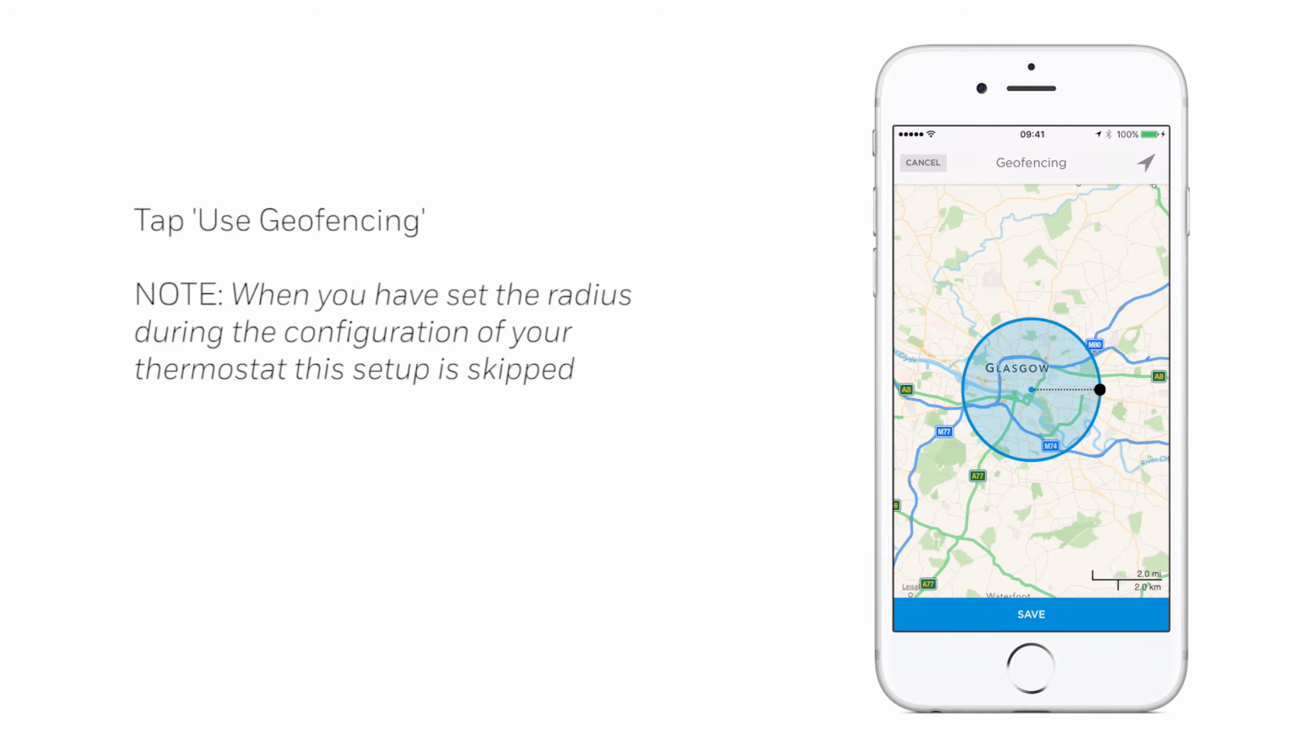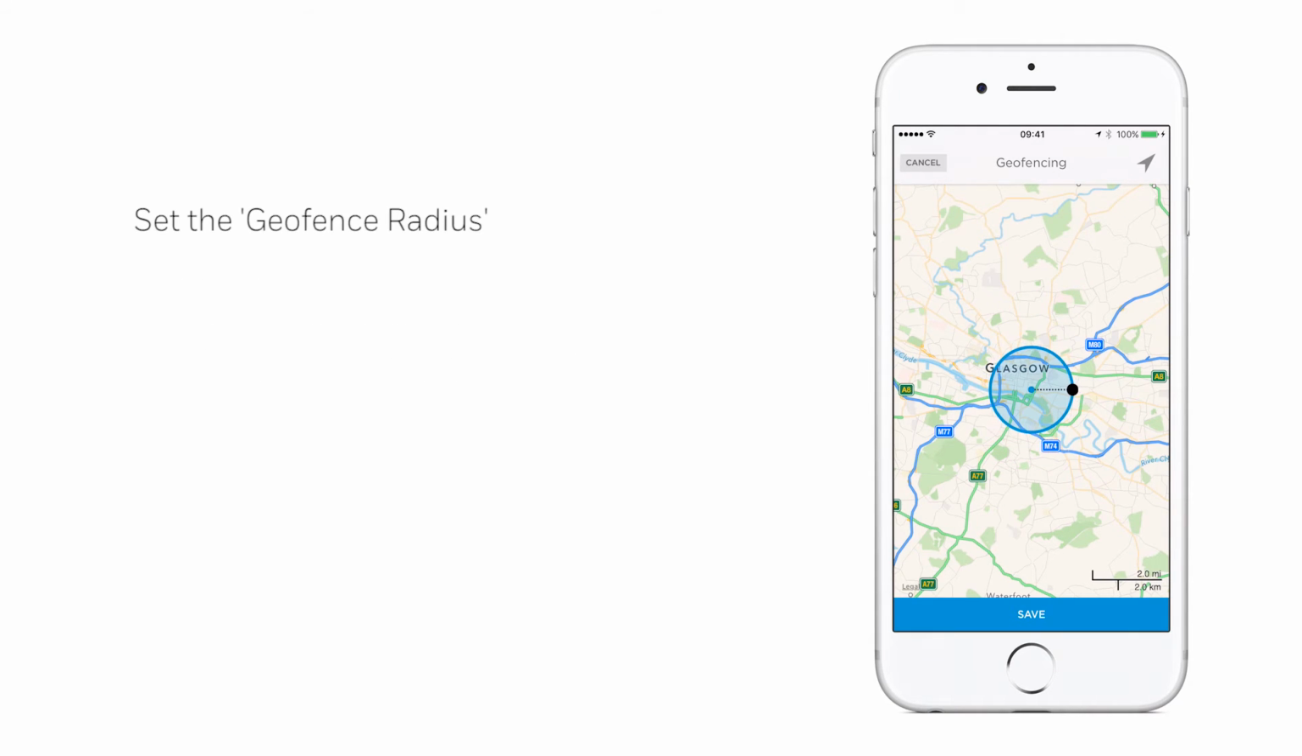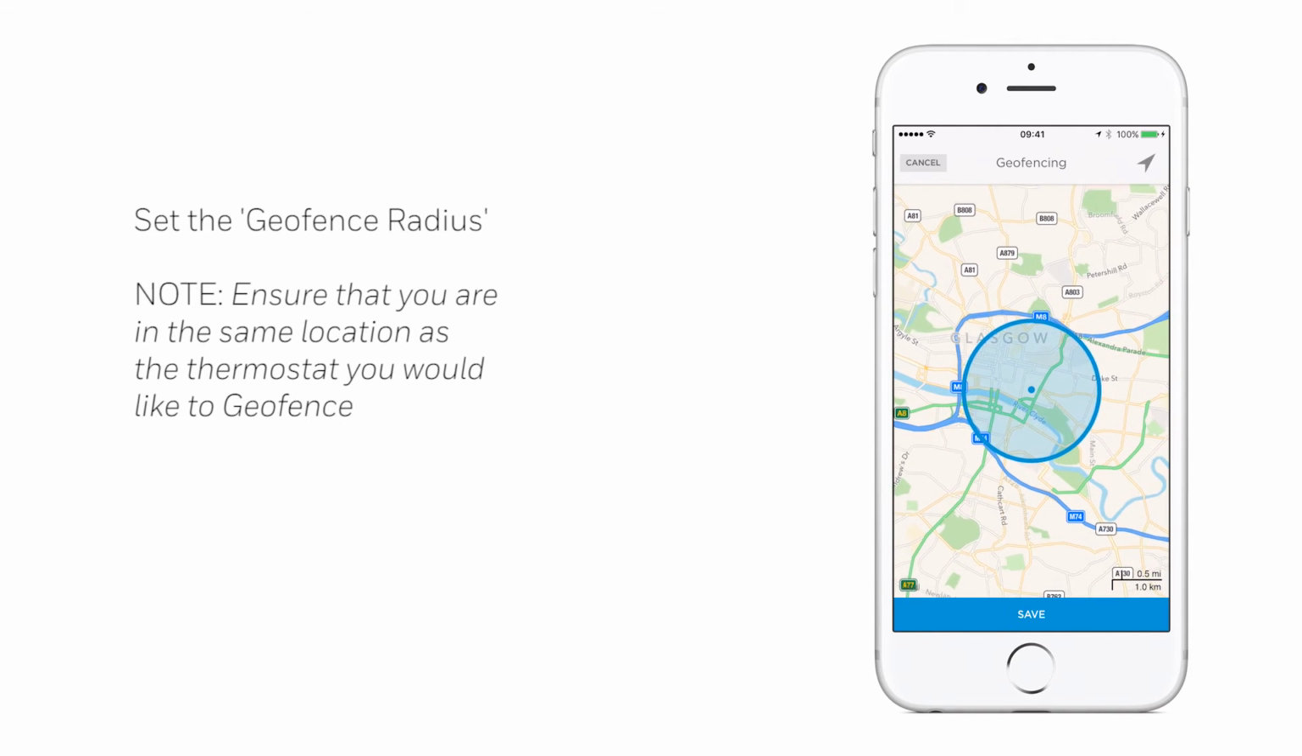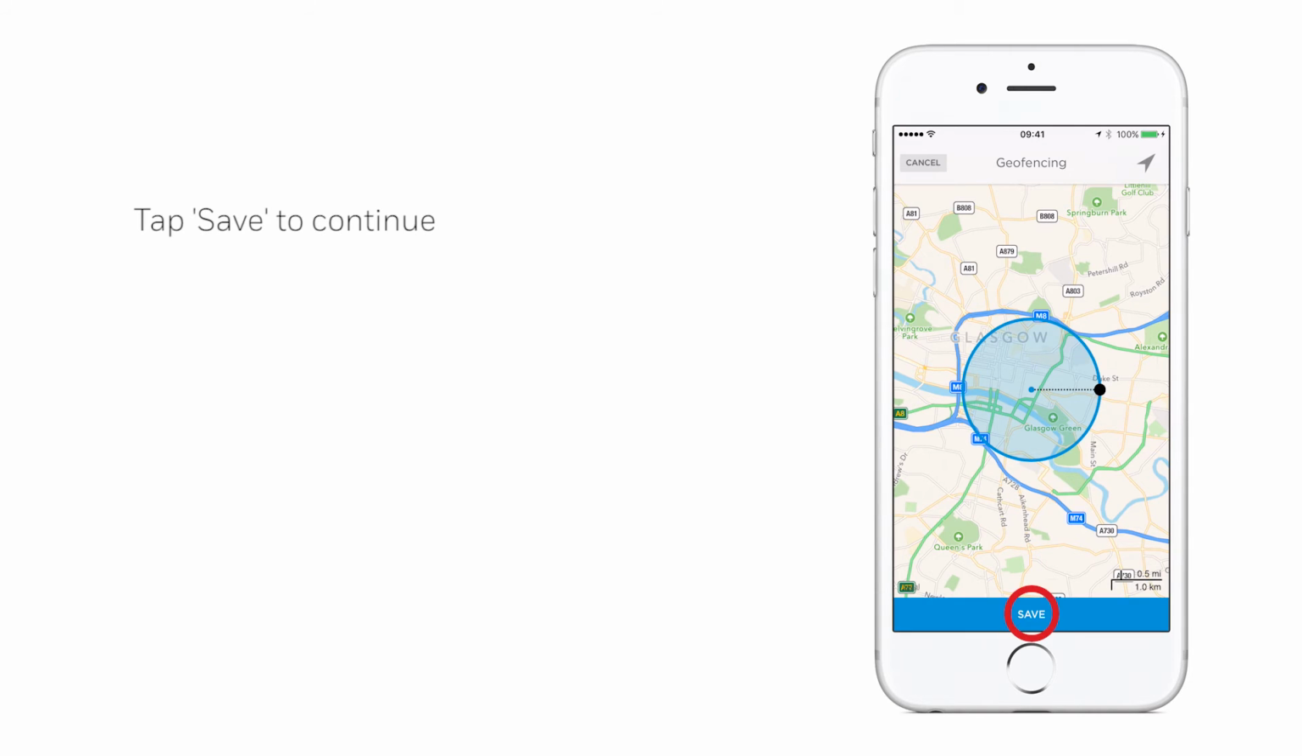You can now set the geofence radius. The radius can be adjusted to the desired distance from your home. When you leave your home and cross the geofence area, your thermostat automatically switches to the away temperature. When you re-enter the geofence area, your thermostat switches back to the home temperature. Tap Save.